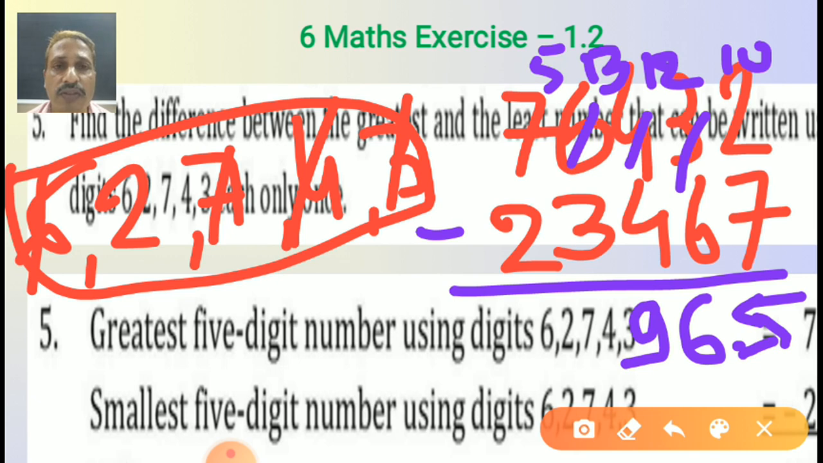There are so many ways. I am trying to give more examples in a very easy way. Okay, now 5 minus 3, yes, 2. 7 minus 2, yes, 5. So this is the difference between these 5-digit numbers: 52,965. Let's check whether our answer is right or wrong.